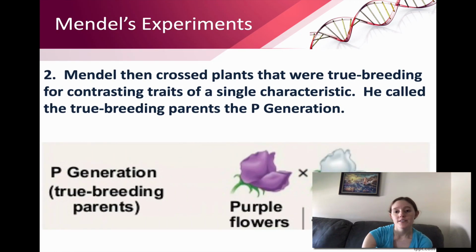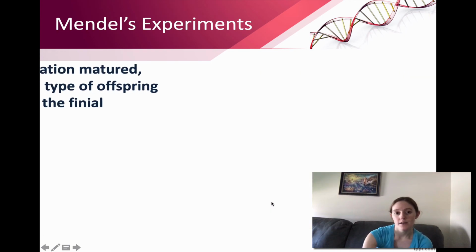So Mendel crossed plants that were true breeding for contrasting traits of a single characteristic. He called these true breeding parents the P generation. So P stood for parents. So he had purple flowers and he had his white flowers. And he took each of these parents and he crossed them.